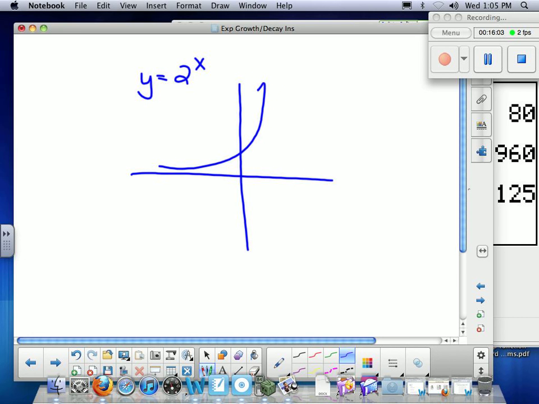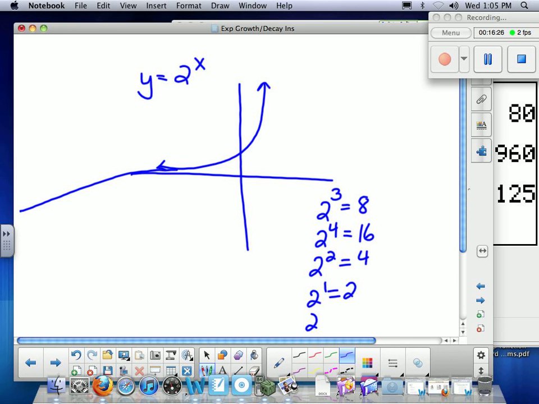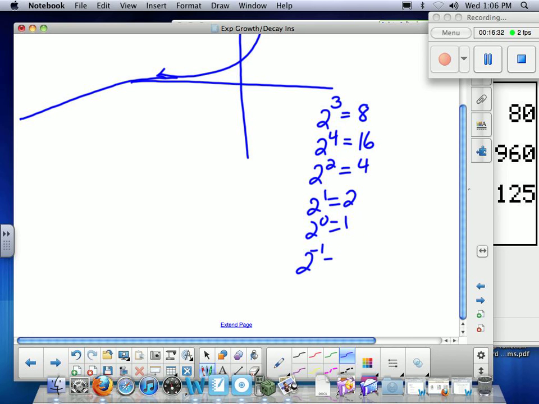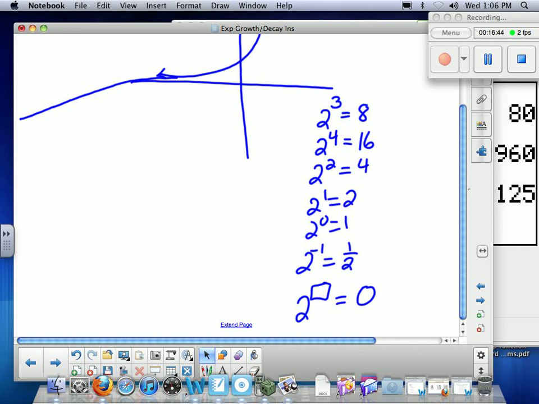No, it doesn't cross the x-axis when you graph it. 2 to the x goes like this. The question is, as it trails off here, does it end up going below the x-axis? Well, just go to the table. Remember that x is an exponent. So as we go down in our exponents, we keep getting smaller. This question is saying, what exponent can you use to get to 0? And the answer is none.